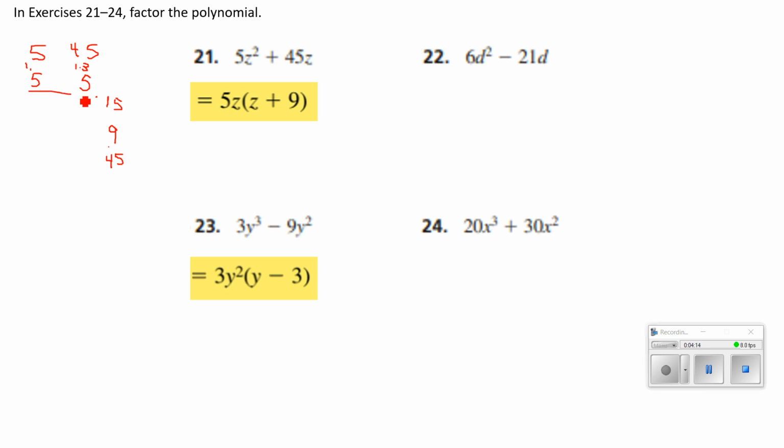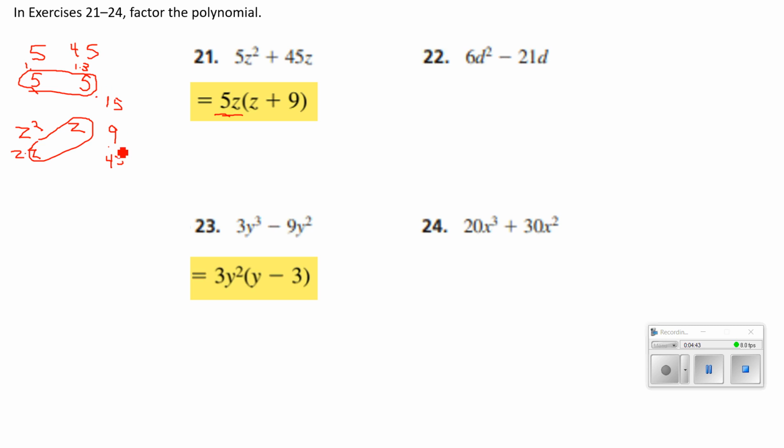The like factor right here is 5, right? It's the greatest common factor. It's in both of them. So that's where they got 5 from. And then z squared and z, that should be self-explanatory, because z squared equals z times z. And z by itself is just z. So that factors out 1z. So that's where they got 5z from. And then you can see what's left.